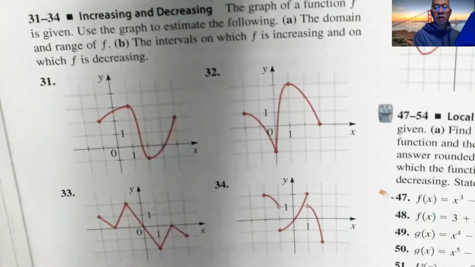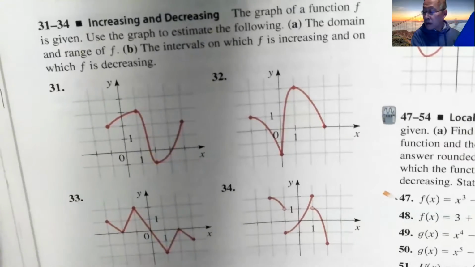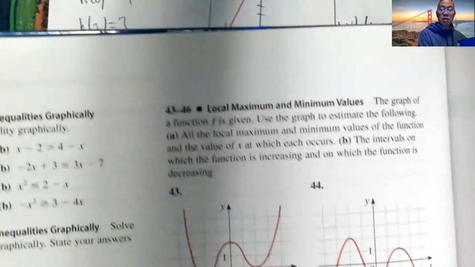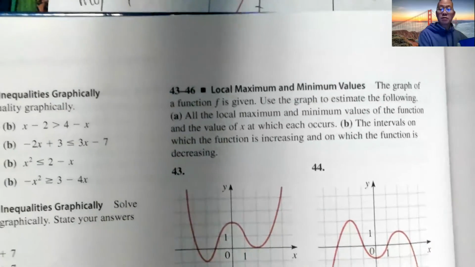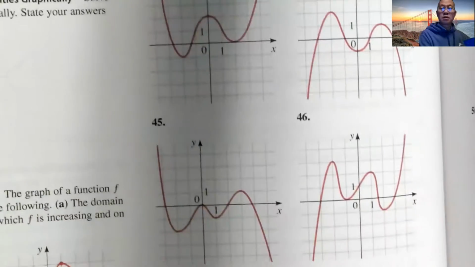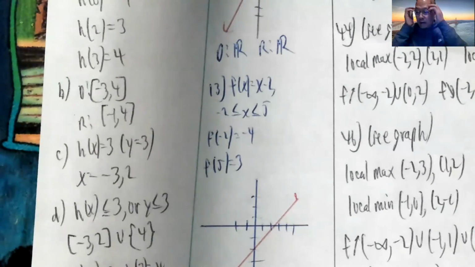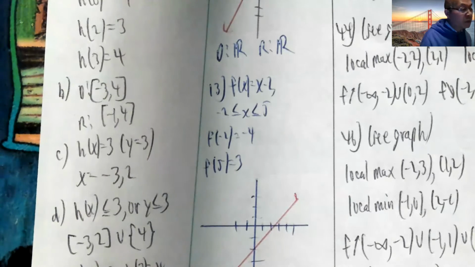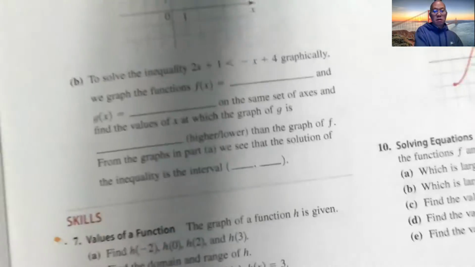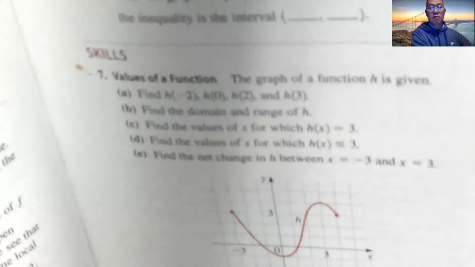Increasing and decreasing. When is it going up? When is it going down? And 43 to 46 all. Local maximum, minimum values. And there we go. Okay, so for this one, I'll probably have to show you the book for quite a few of the problems. 7. That with you here.